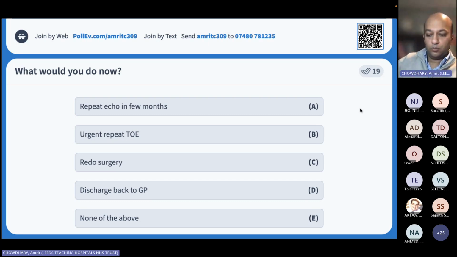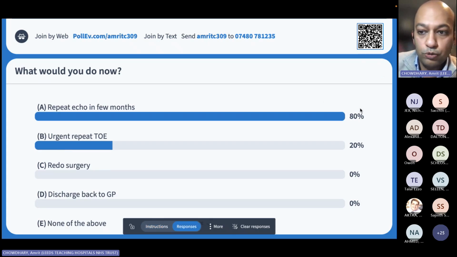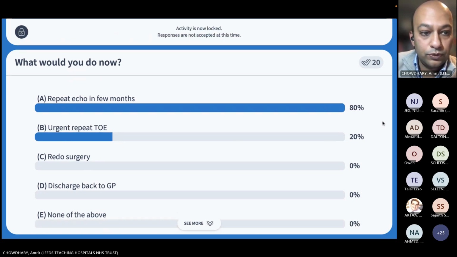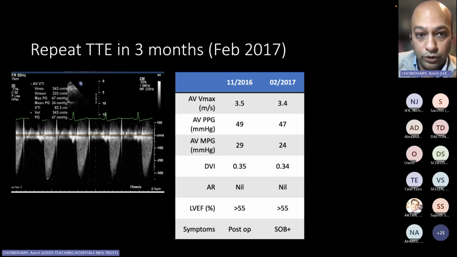Okay, so we've had 19 votes in, so let's look at the answers. Most people would repeat echo in a few months. Some would do an urgent repeat TOE. So I think we went with the majority of people. We also thought we would repeat the echo and follow her up in 3 months' time.